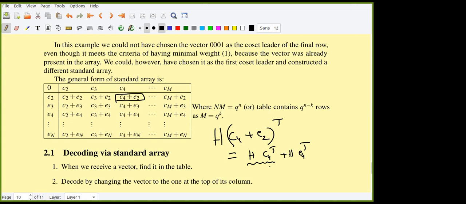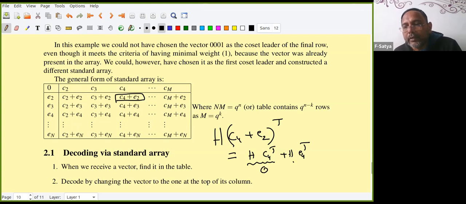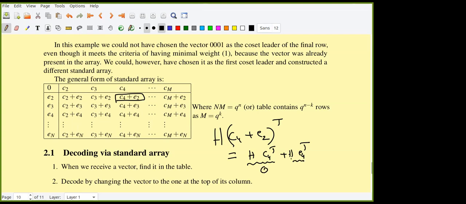Zero. It should be 0, right? So this is the vector, right? So this will take care.